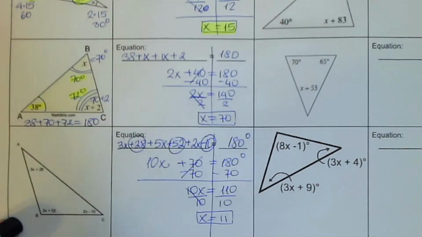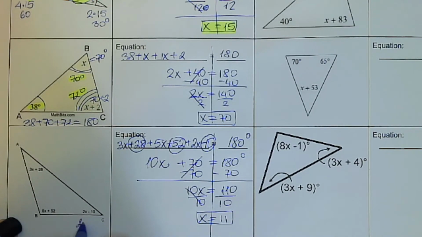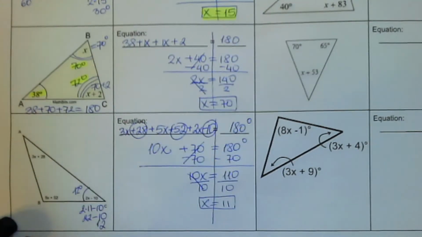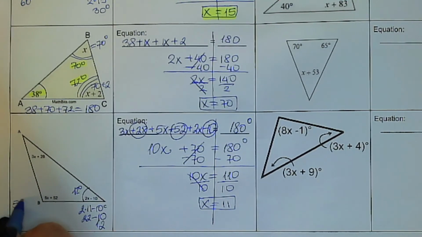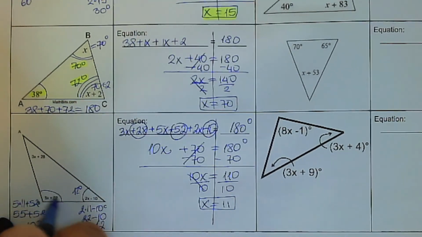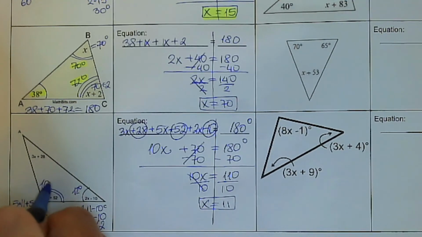Now using this 11 here, I have 2 times 11 minus 10. That will be 22 minus 10. That will be 12. So this angle should be 12 degrees. Let's see here. 5x plus 52. So that will be 5 times 11 plus 52. 55 plus 52. That would be 107. So this angle right here should be 107 degrees.